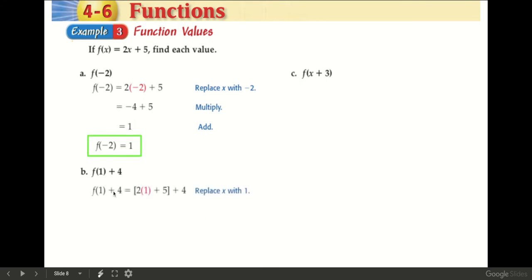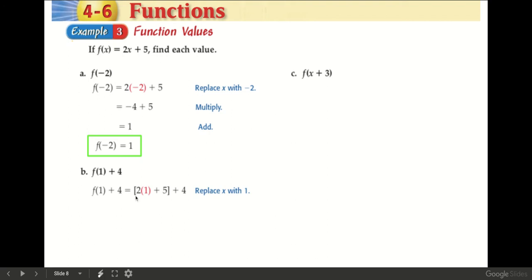So I have f of 1 plus 4. So I'm going to take my f of 1, right? So this equation. So 2 times 1 plus 5, right? I'm going to do all that first, and then after I'm done doing that, I'm going to add 4. And that's what these brackets are. Basically, it's like a grouping symbol, like a parentheses.